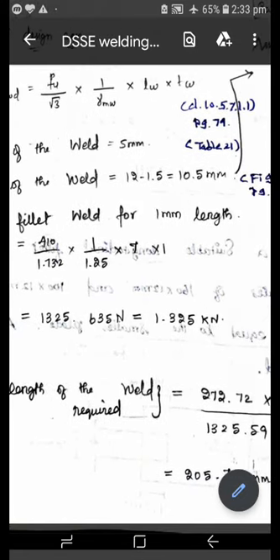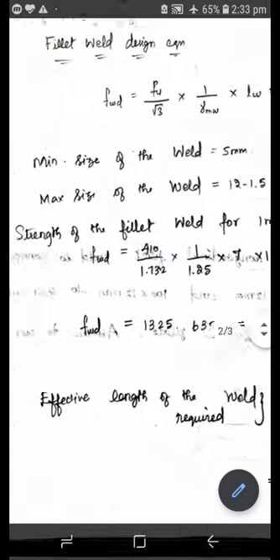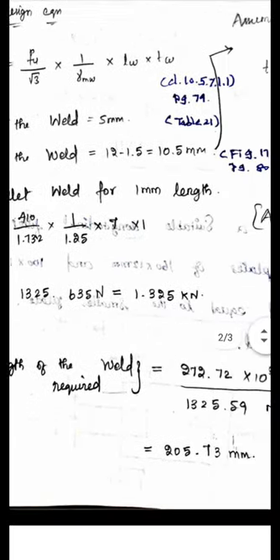So, we got the lower limit as well as the upper limit. We have to assume any size of the weld between this minimum and maximum value. So, let me assume the size of the weld S equal to 10 mm. Therefore, throat thickness T equals K into S, 0.7 into 10, we got the value of 7. Next, I will calculate the strength of the fillet weld for 1 mm length.